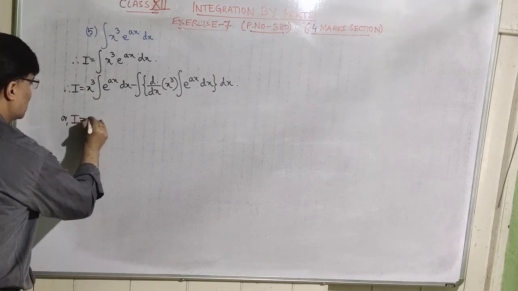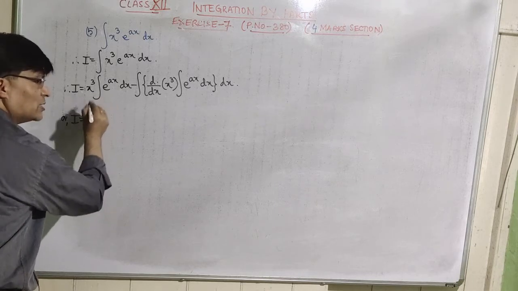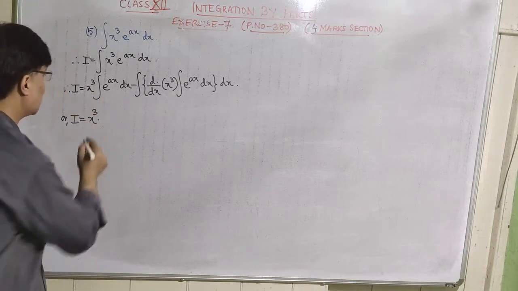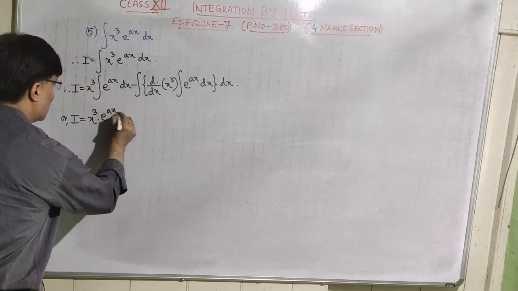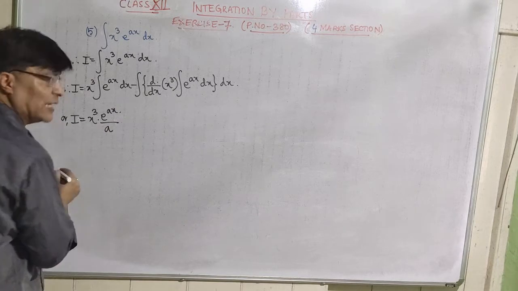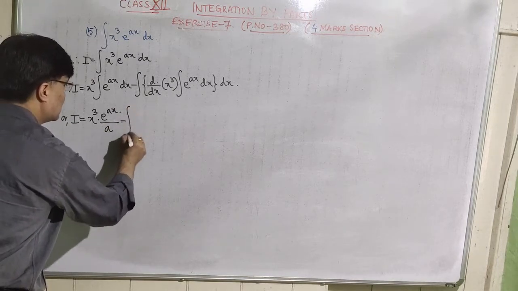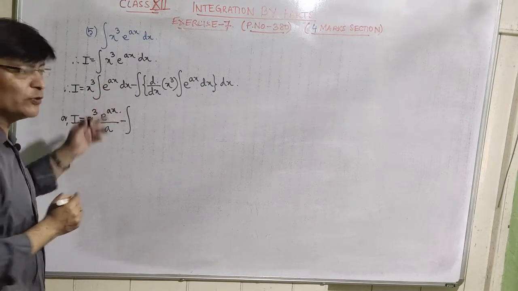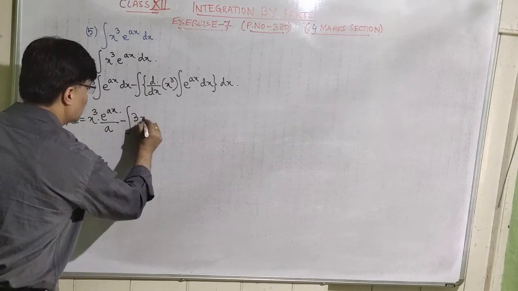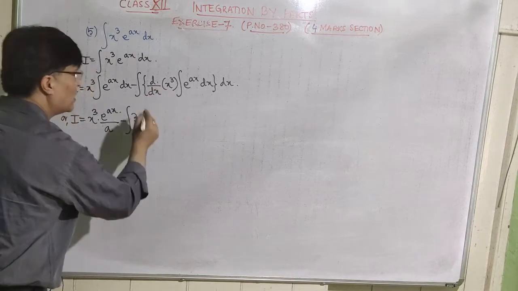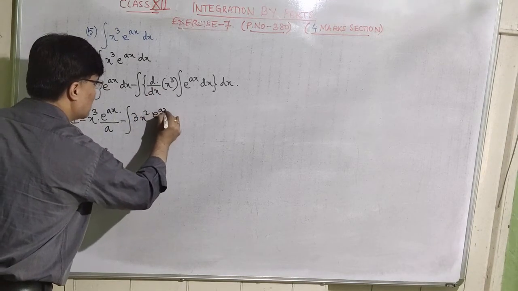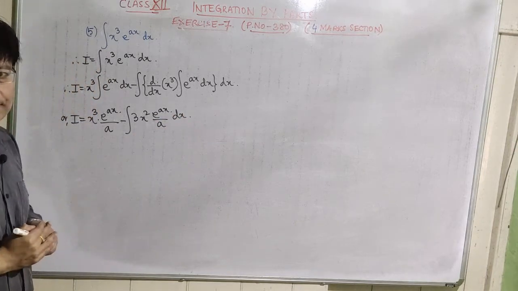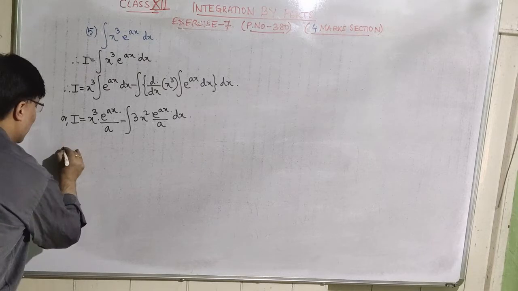So I is equal to x cube is kept as it is into, what is integration of e to the power ax? It is just like your e to the power mx. What is this integration? E to the power ax divided by m, here it is a, minus integral sign. What is d by dx of x cube? What is the differentiation of x cube with respect to x? This is your 3x squared. Then again, what is integration of e to the power ax? E to the power ax divided by a, then dx. Understood? So let us simplify it.